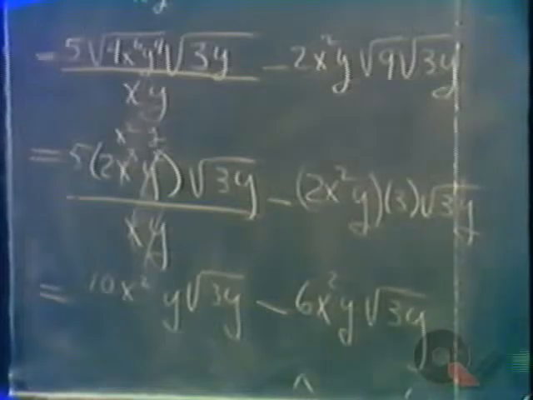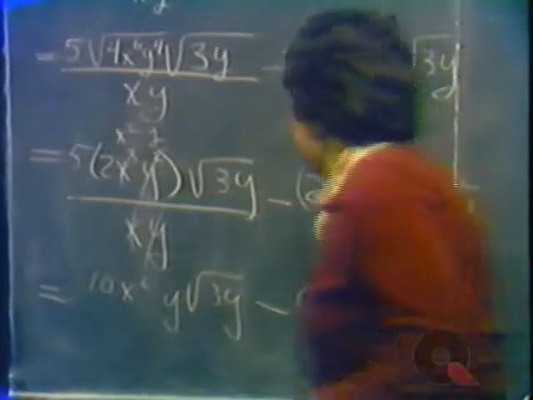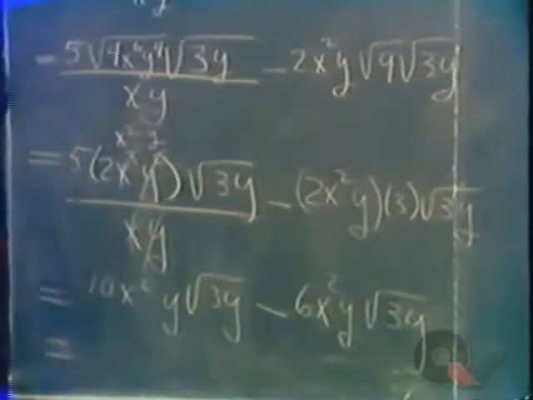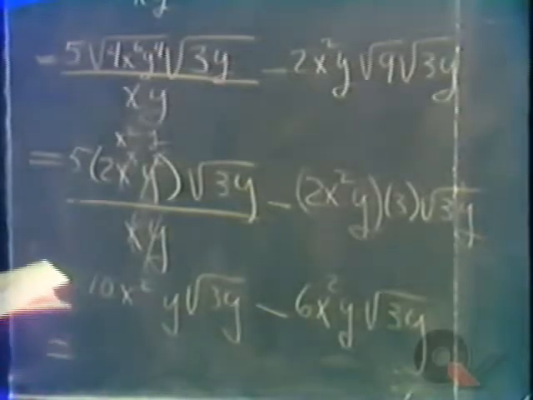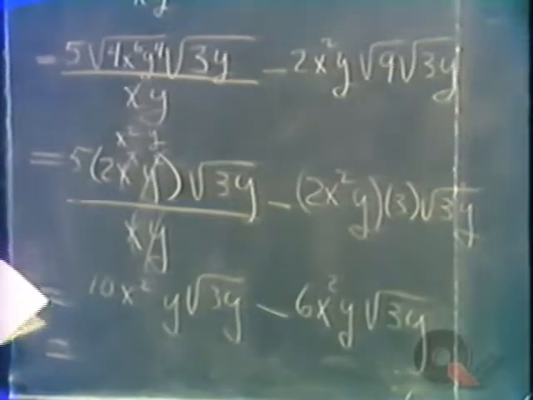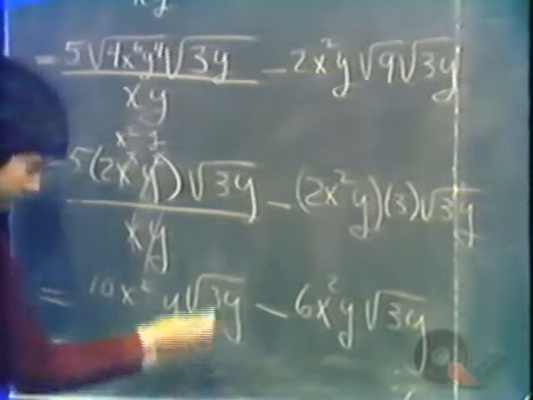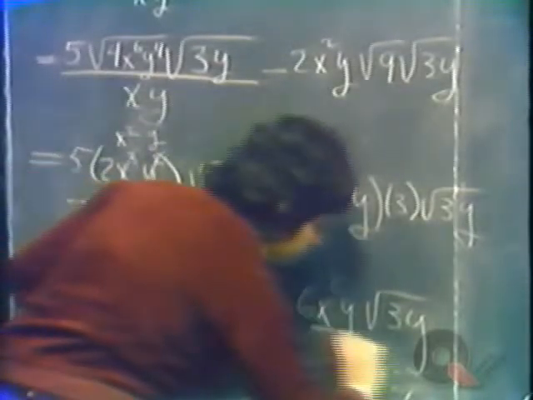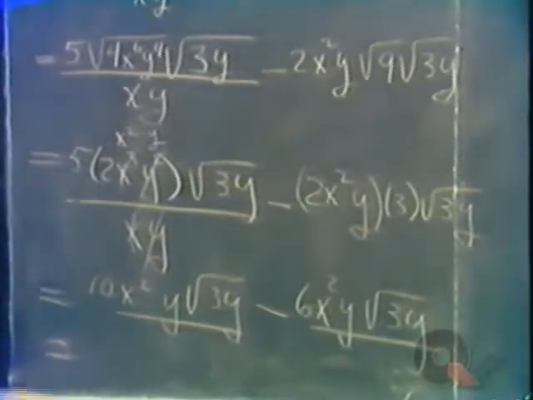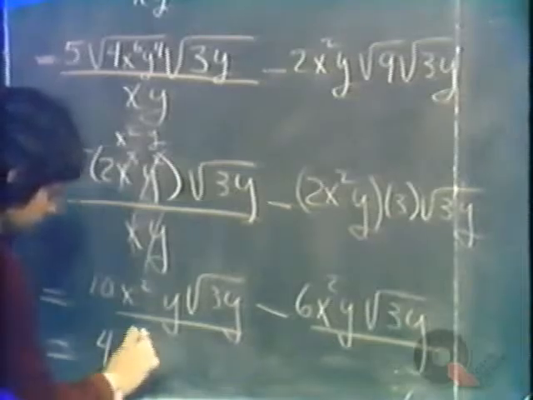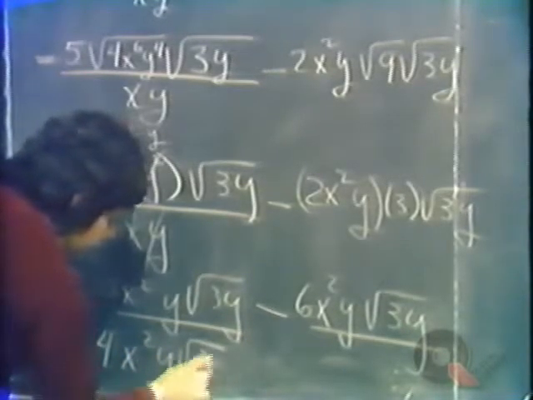And we have like terms after all that can be combined. 10x squared y, the square root of 3y, minus 6x squared y, the square root of 3y, leaving us to have exactly the same variable portions here. So it's just 10 minus 6, for 4x squared y, the square root of 3y.